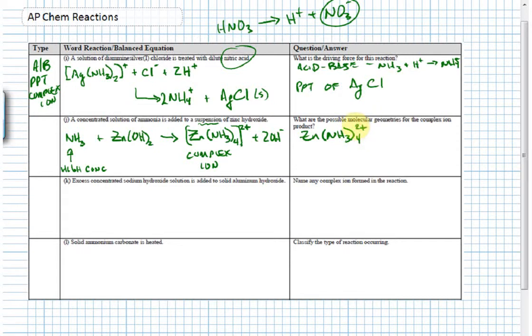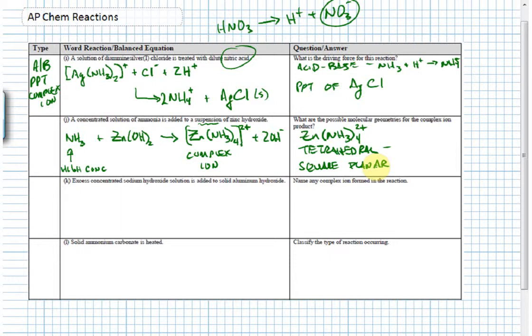Around that complex ion. When we think of 4 things, I hope everybody thinks tetrahedral. That's one possibility. Another possibility when you have 4 things is a square planar arrangement. Either one of those would definitely get you credit for that problem. So again, putting down something logical, something reasonable.